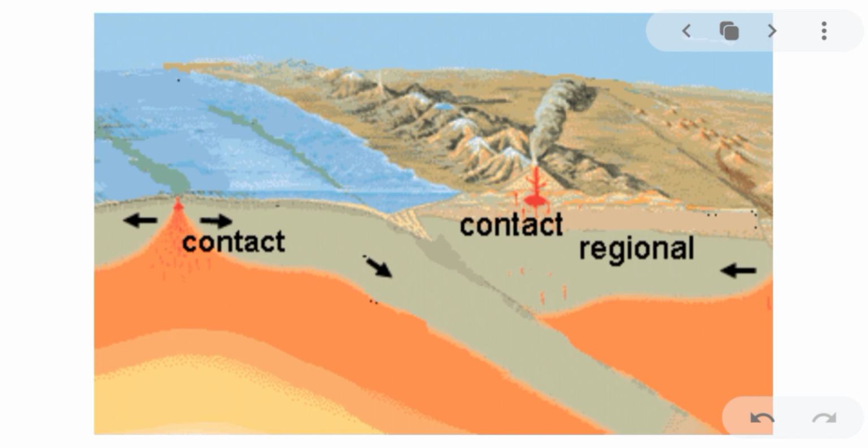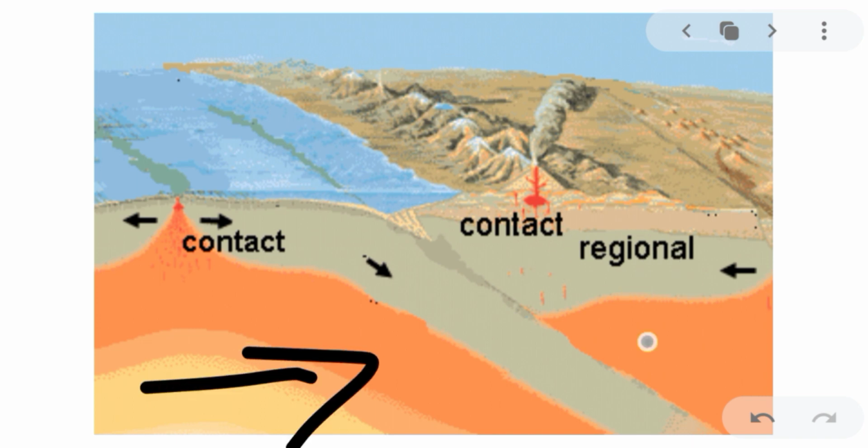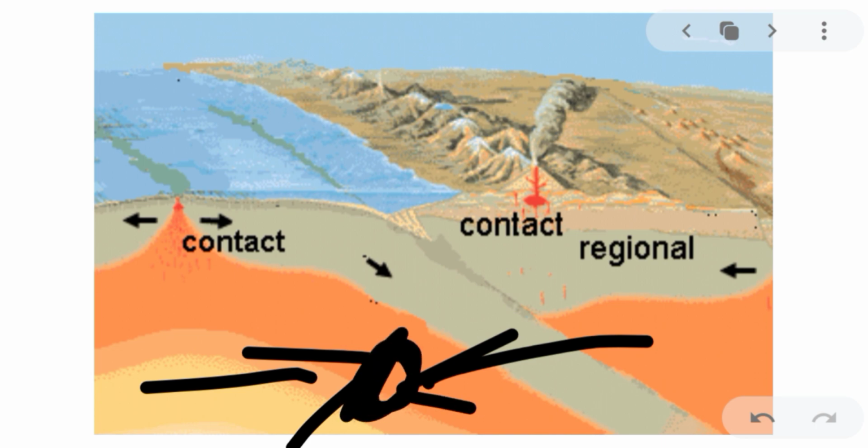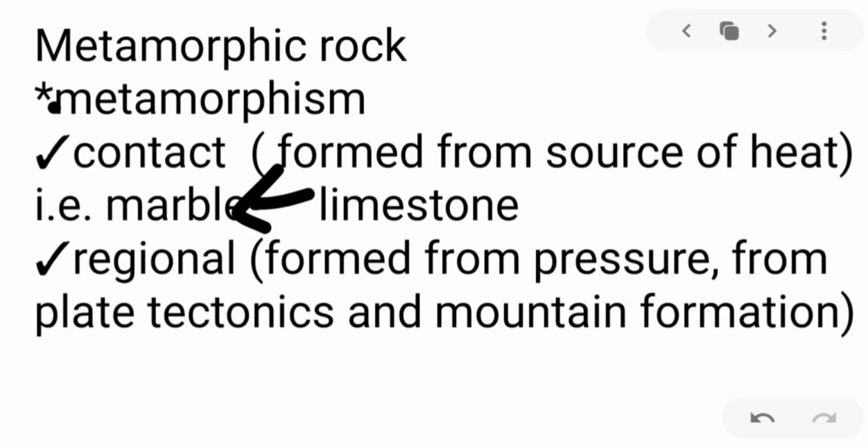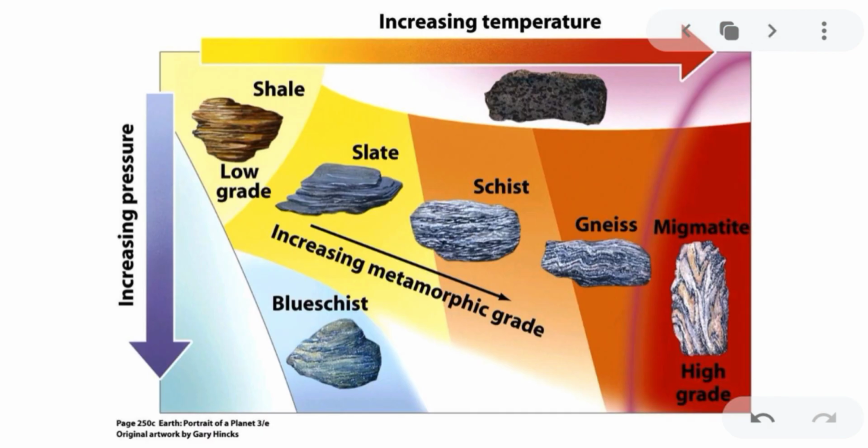So, mga nag-i-slide. Pag sinabi kasi natin pressure, yung nako-compact siya. Nagigit-git siya. Okay? Kaya nabubuo yung rock. Ang example ng regional metamorphism natin, we have here the shale changing into slate, schist, gneiss, and migmatite.